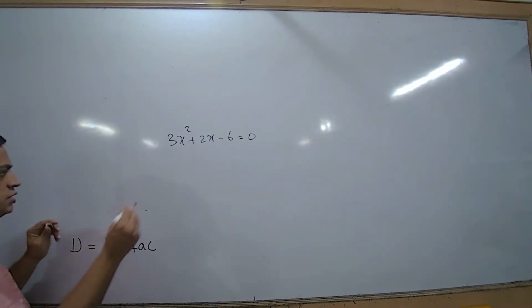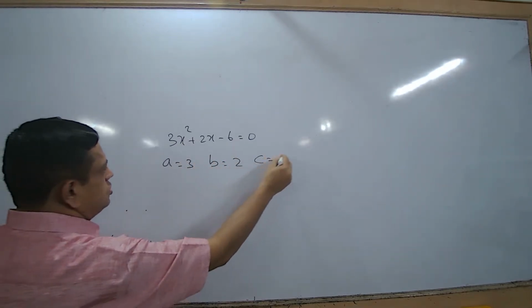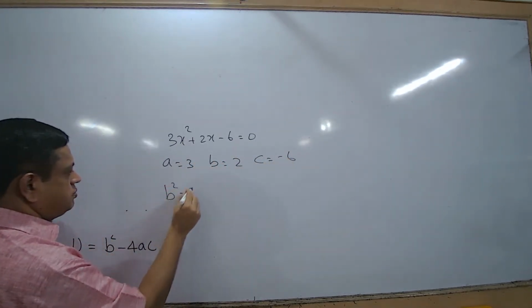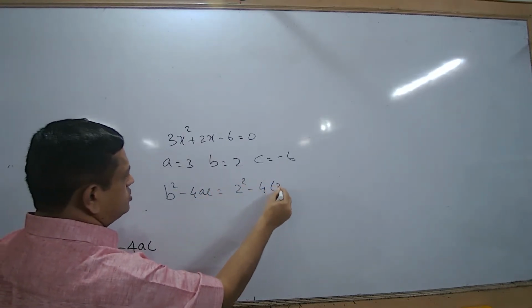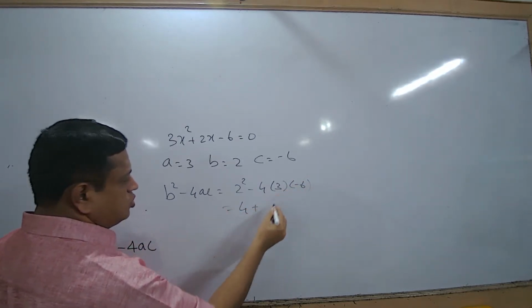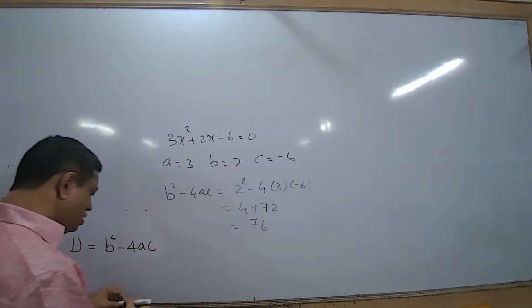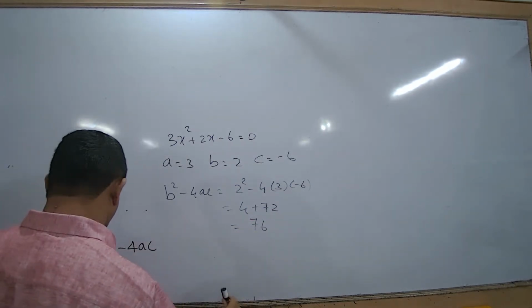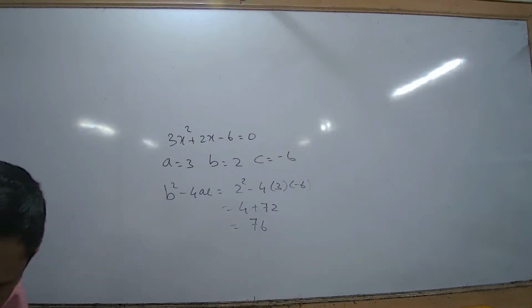Look here. Yes, correct. A is equal to 3, B is equal to 2, C is equal to minus 6. So b square minus 4ac is equal to 2 square minus 4 times 3 times minus 6. That is plus 12 sixes are 72, which is equal to 76. Have you followed, Abhi? How did you get 0 then?